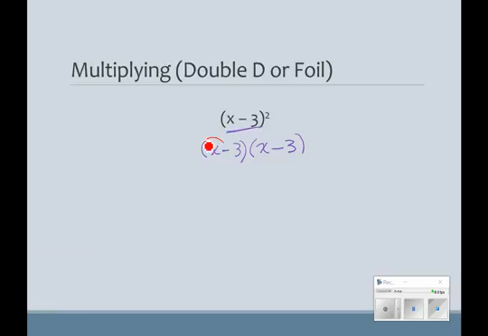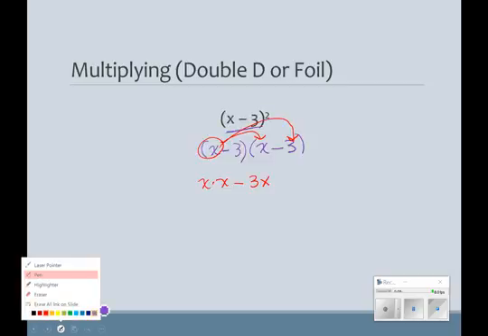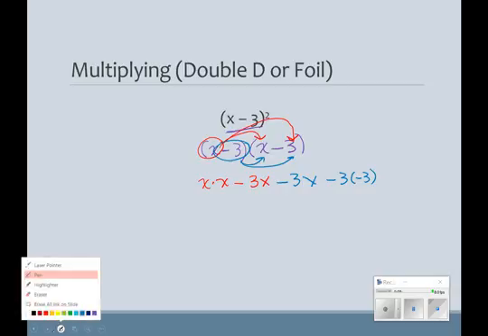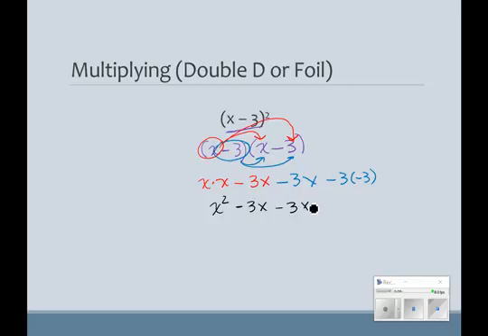So let's distribute the x, so that I get x times x. Here, the outside terms, so minus 3x. I'm just going to take that minus and put it out in front. Now let's distribute the negative 3 here. So I get another negative 3x and negative 3 times negative 3 at the end. And if I put it all together, I'm going to get x times x is x squared minus 3x minus 3x. Negative 3 and negative 3 is positive 9. And then I'm just going to combine my like terms, so I get x squared minus 6x plus 9. Don't have any other like terms, so I'm done.